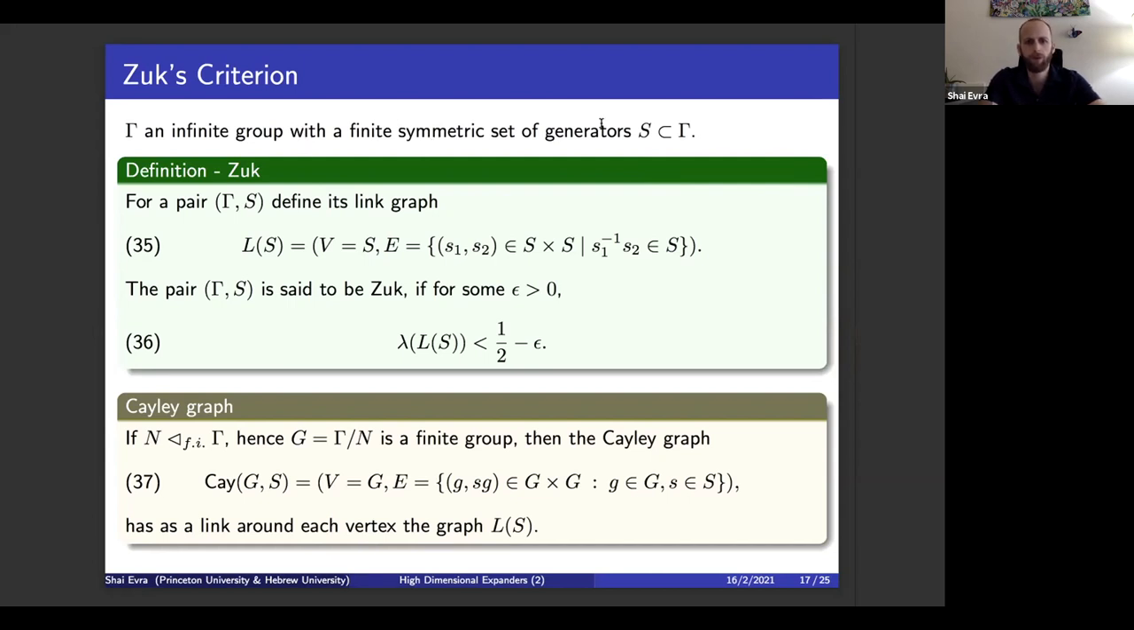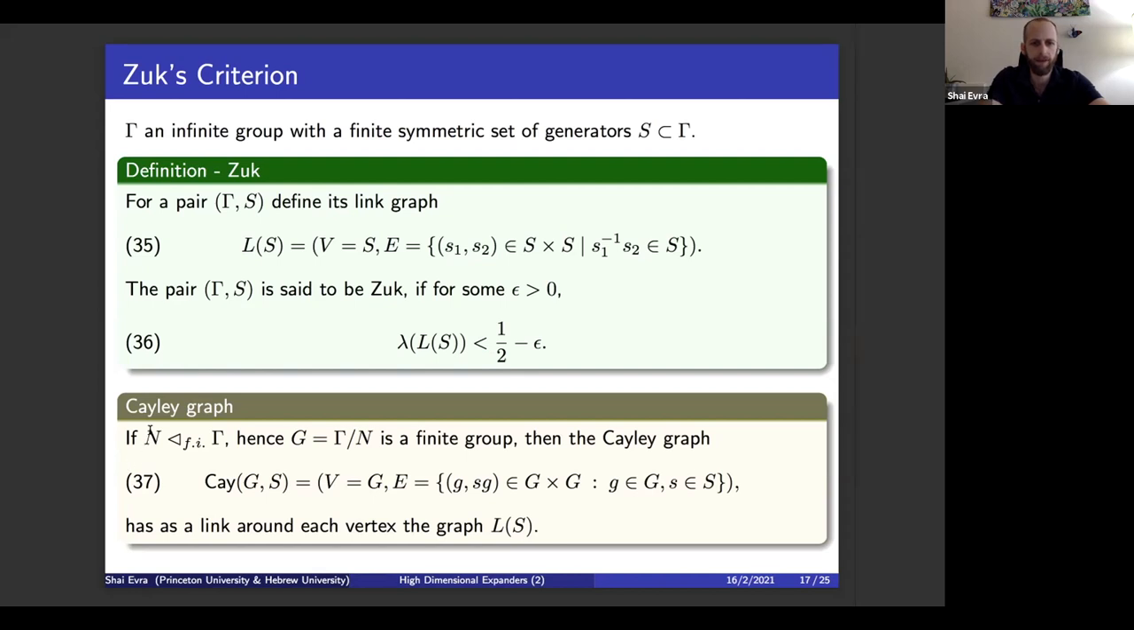And we're looking for gamma, which will be an infinite group, and S will be a finite symmetric set of generators of gamma. For such a pair of gamma and S, we define the link graph to be similar to what we saw in the Mumford case. The vertices of the link graph are the elements of S, and two such elements are connected if the inverse of one times the other is also an element of S. And we call such a pair Zhuk if for some epsilon, the normalized second largest eigenvalue of the link graph is smaller than half minus epsilon. Here, actually, it could be less or equal. I don't know why I wrote strictly less.